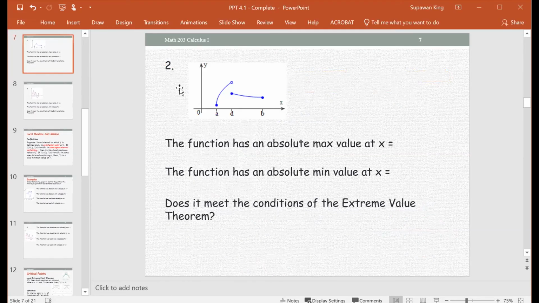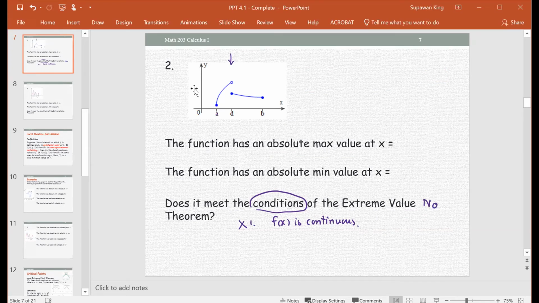The graph is provided, but the graph has two pieces. Well, that's not a good sign, right? So let's check the conditions of the extreme value theorem. Number one, is the function continuous? No, it's not continuous because we see the broken point right there. So the answer is no for this one, so it doesn't meet the condition.